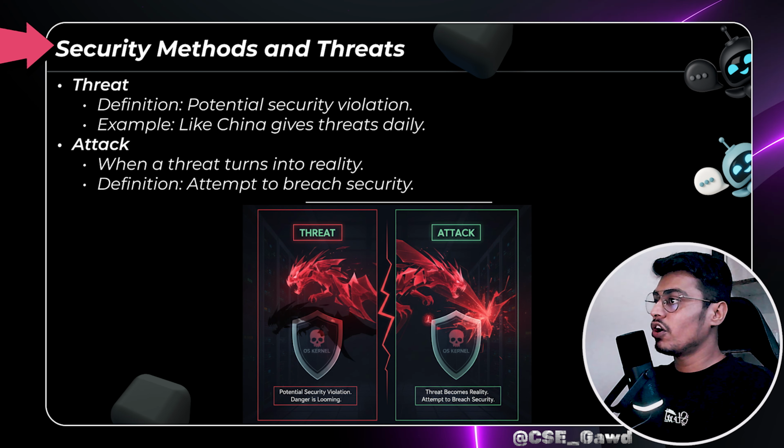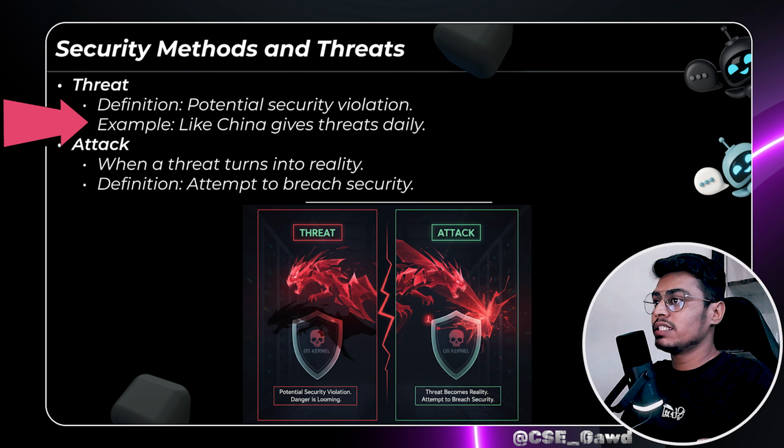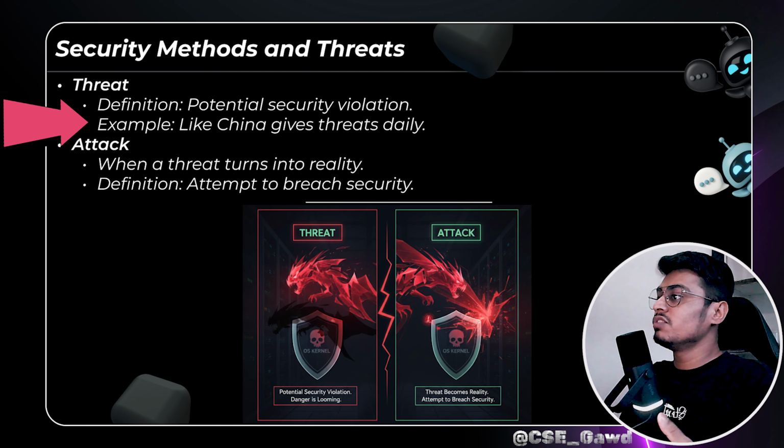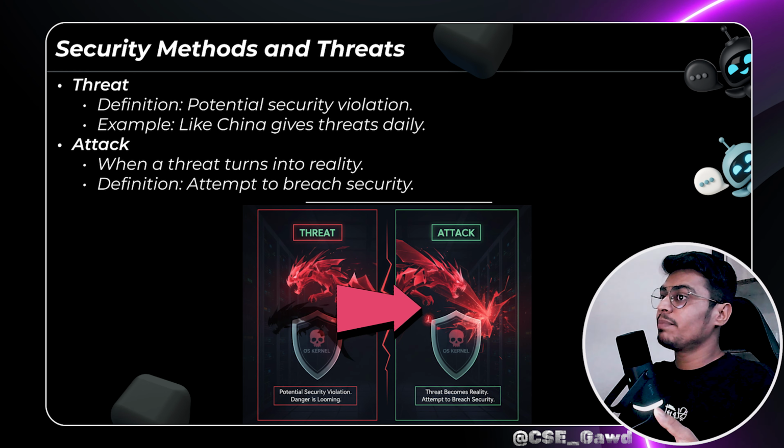Now what are the security methods and threats? Threat is a potential security violation. For example, China threatens on a daily basis that we will do this, we will do that. So this is a threat. But what is an attack? When the threat turns into an attack, it means it has already happened. Attack is an attempt to breach the security.